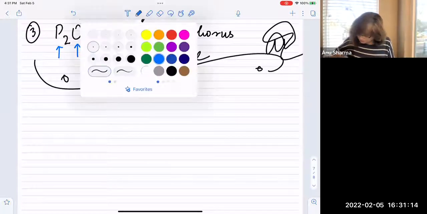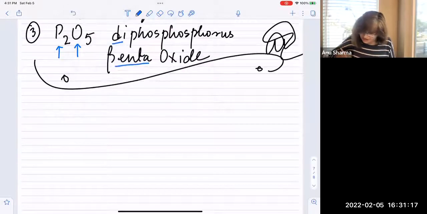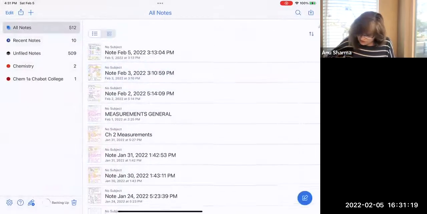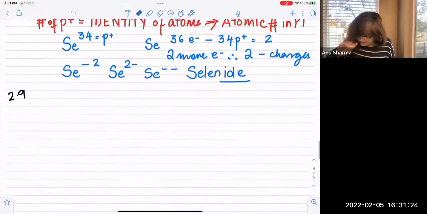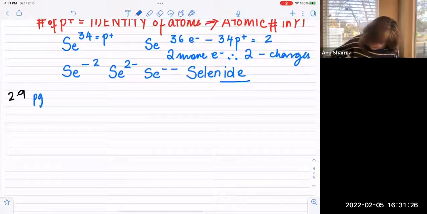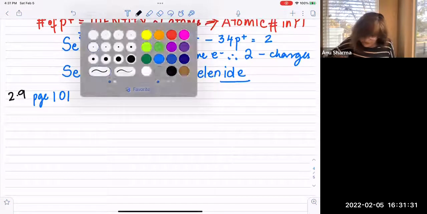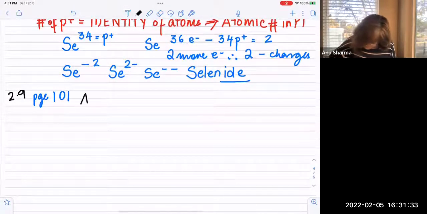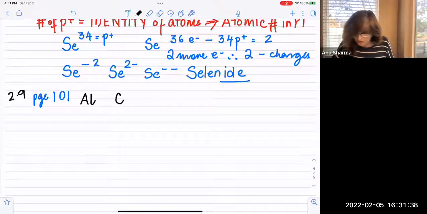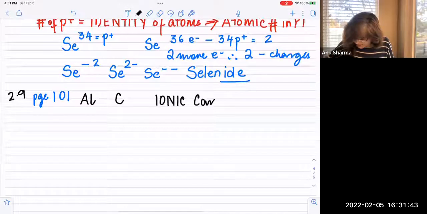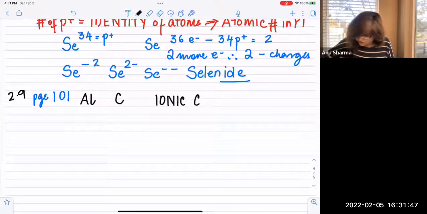Now we are going to go back. That was just general naming, and I reviewed this. So now let's look back at this problem, which is 2.9, page 101. So here, what do you have? Aluminum and carbon react to form an ionic compound. So anytime you have the word ionic compound, that means we're talking about charges.